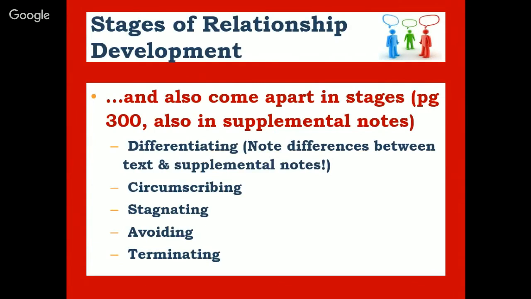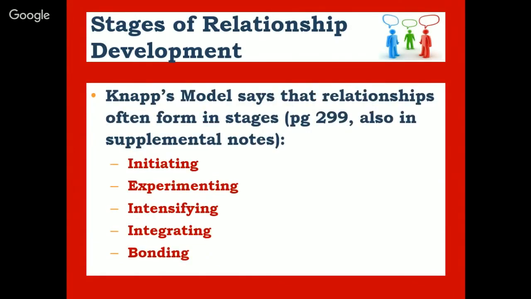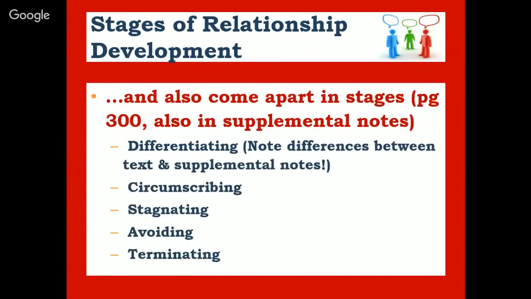But the other thing that is also worth noting about this is that the images that are shown in the text are different than the image that I include in the supplemental notes and that I'm going to talk about here in this lecture. And there's a really good reason for that. So these are the 5 stages of coming together: initiating, experimenting, intensifying, integrating, and bonding; and coming apart: differentiating, circumscribing, stagnating, avoiding, and terminating.